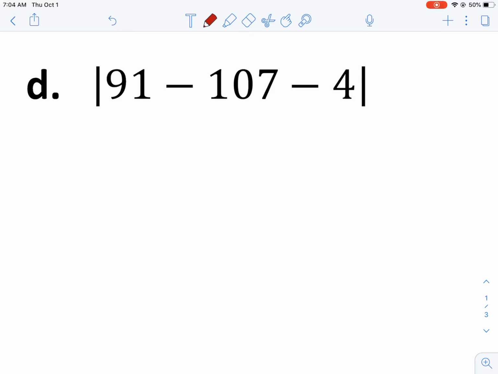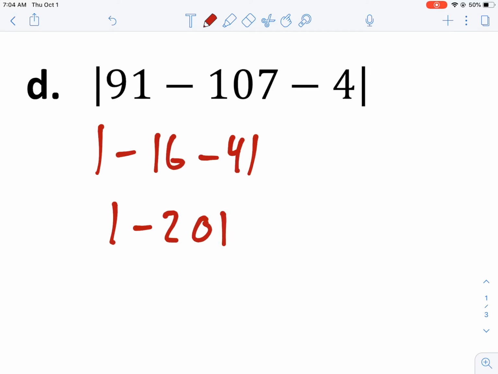You can do math inside of it, right? So it doesn't turn all the numbers inside positive right now. It turns the final number. So we could do 91 minus 107. That's -16. -16 minus 4, that's -20. And then it turns positive, so then it would turn into positive 20. So you got to do the operations first.